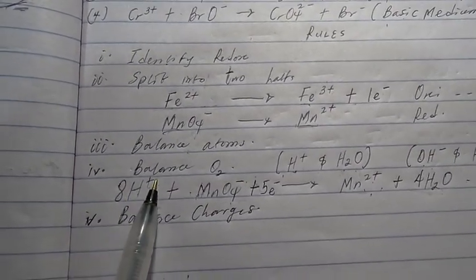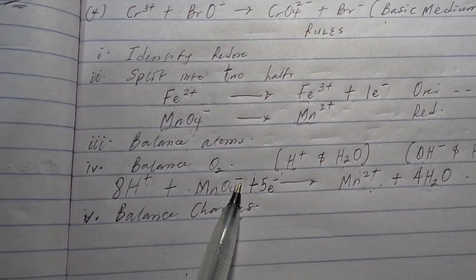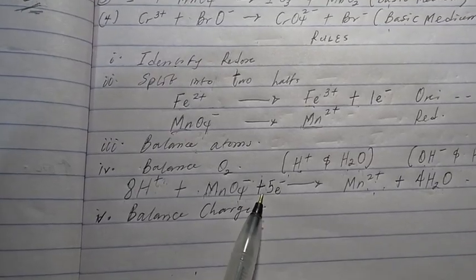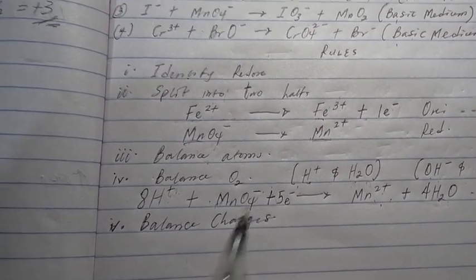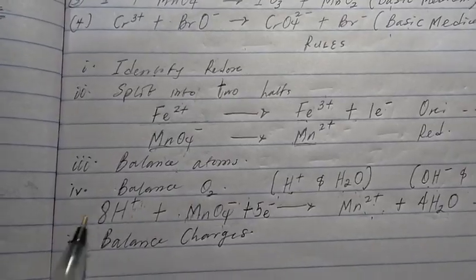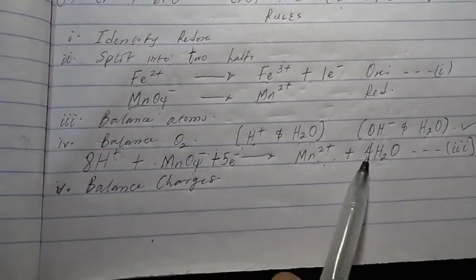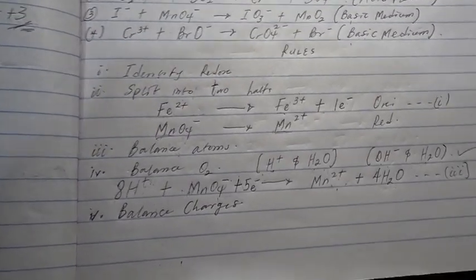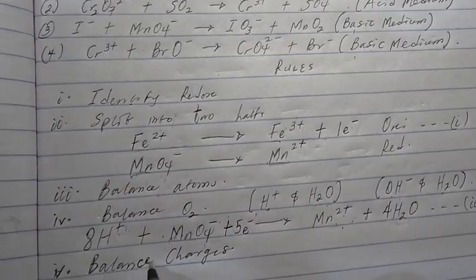This is +8 minus 1, that's +7, minus 5, that's +2. You know, this is like 5 times -1, so that's -5. So on this side now I have +2, on this side I also have what? +2. Do you get that? So I balance the charges. So the next one, I'm not done balancing the charges.